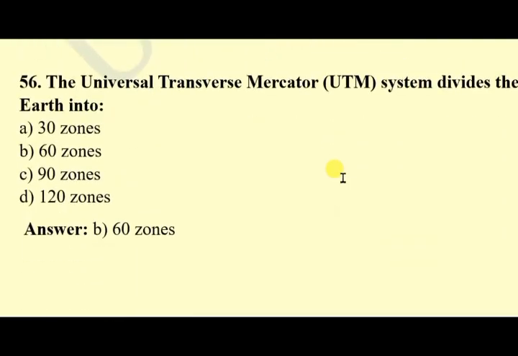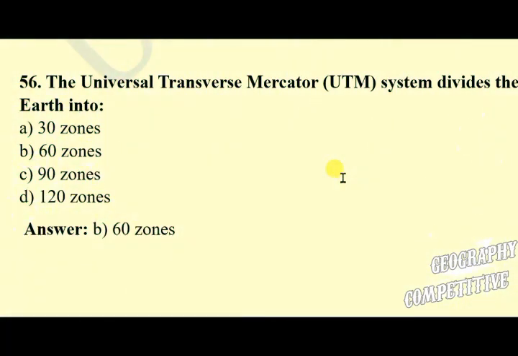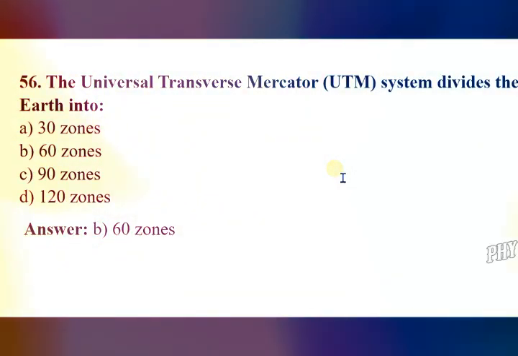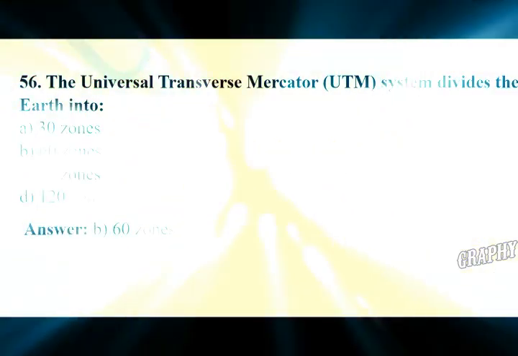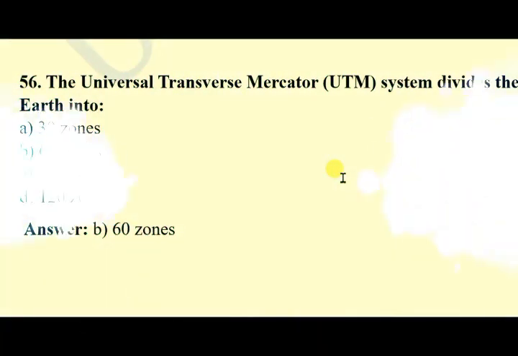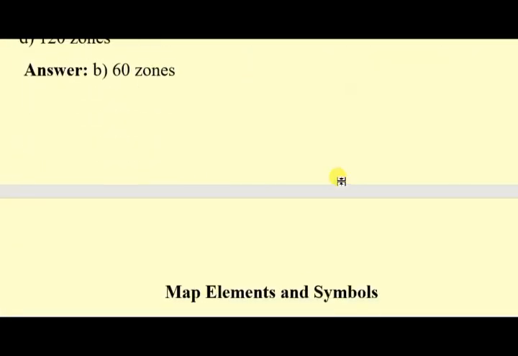Question number 56. The Universal Transverse Mercator system divides the earth into 60 zones. I have a video on UTM zones in Google Earth. You can see this video. You can get enough idea on the UTM zones of the earth.